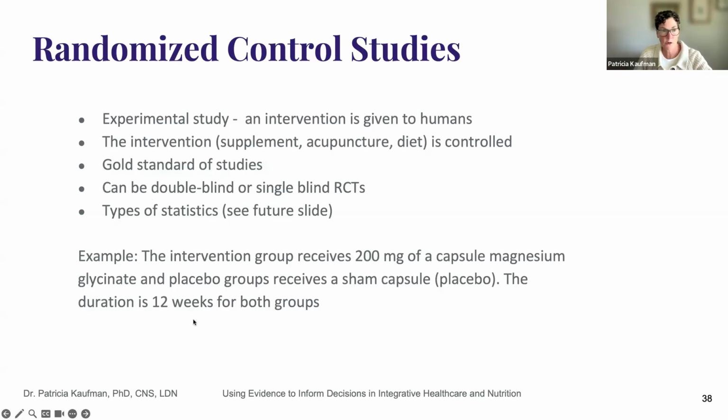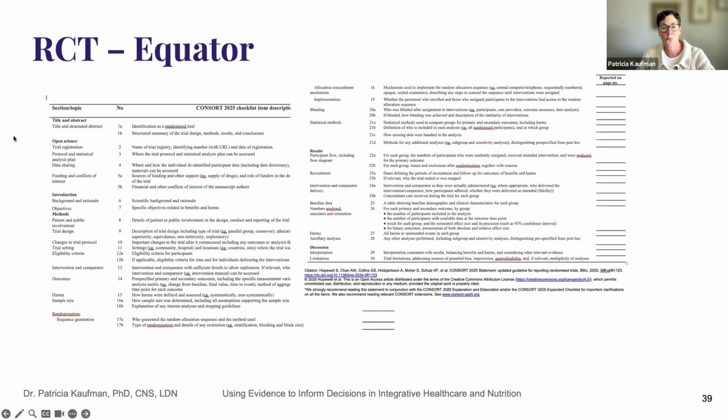So a randomized control study could have an example of an intervention of 200 milligrams of calcium magnesium glycinate, and the placebo group receives a sham. And the duration is 12 weeks for both groups. So we'll look at that in a second. The guidelines for the EQUATOR network are much more extensive than those for case studies. So you can go through and look at the checklist to understand if the randomized control study is valid and transparent.